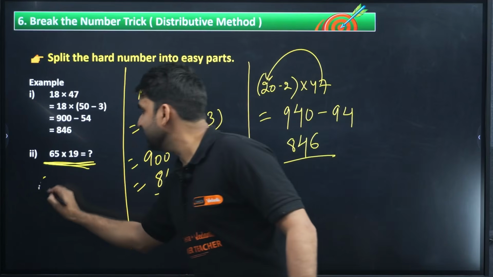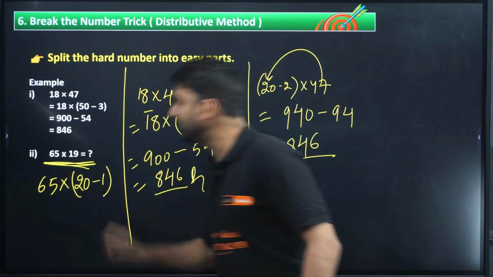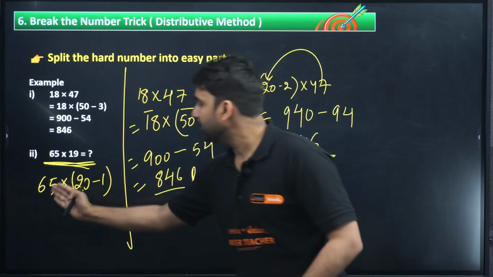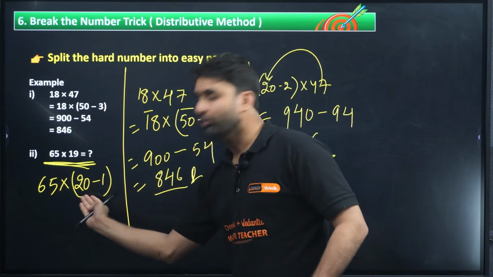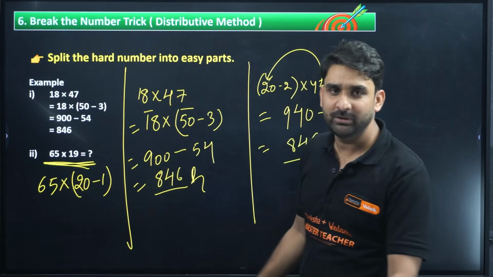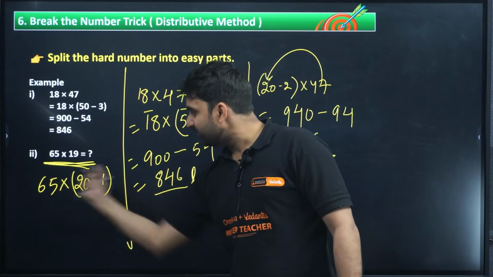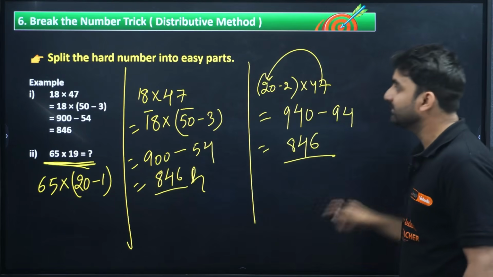Very easy. 65 into 19 can be broken as 20 minus 1. And if you multiply 65 by 2, we can easily multiply. 130 would be there, right? So 130 and one more 0, minus 65 into 1, which is 65. You can get the result.